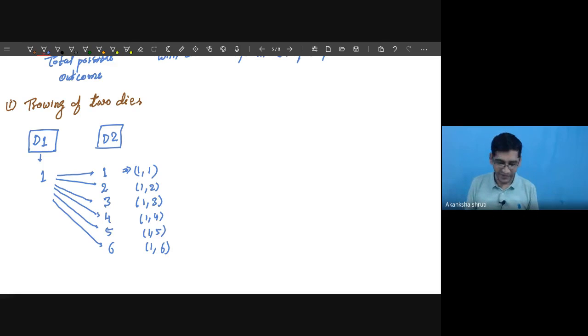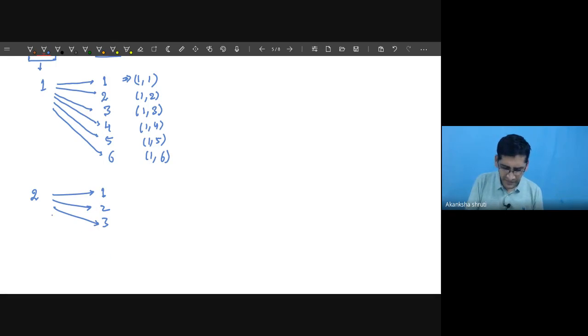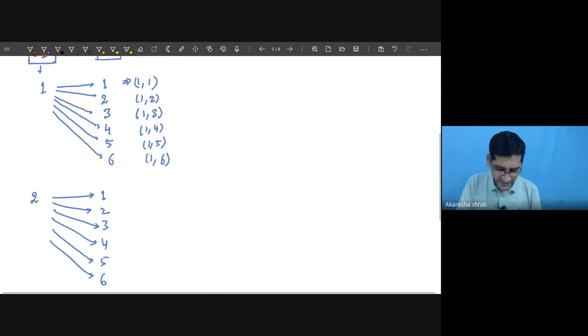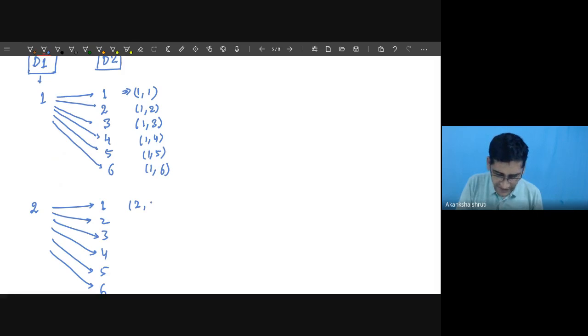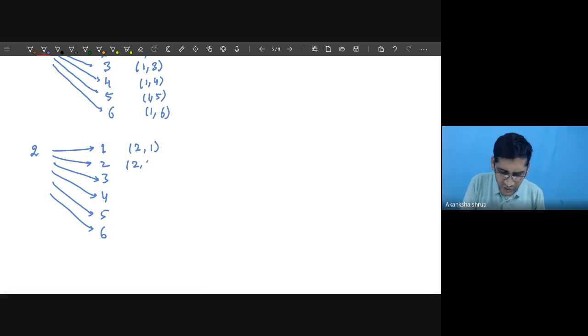Even on the first die there is 1, but there is a fair chance that on the first die there is number 2. So the same thing can happen for getting 2 on the first die. For 2 on the first die, the second die may have 1, 2, 3, 4, 5, or 6. So this pair indicates the outcome on the first die and this on the second die, D2. This way you can write 2,1, 2,2, 2,3, 2,4, 2,5, 2,6.